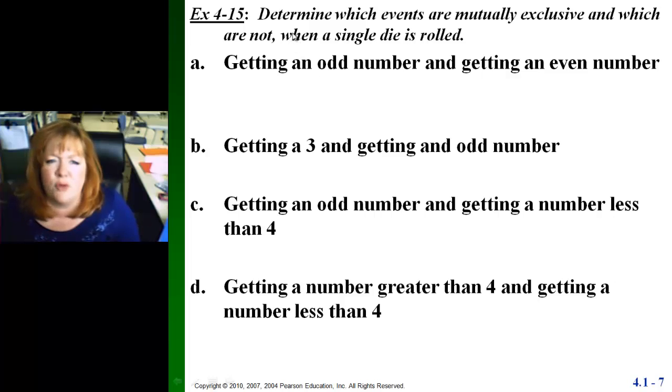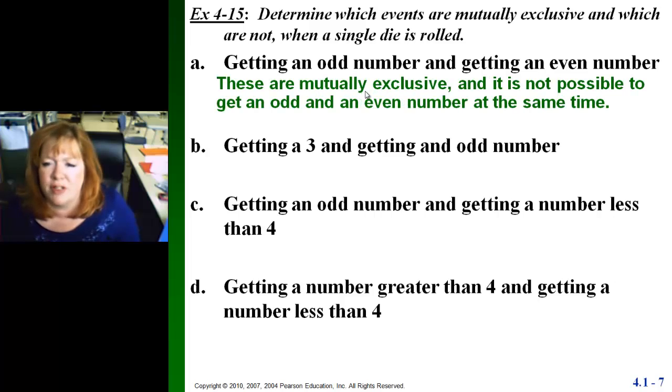Let's look at 4.15. Determine which events are mutually exclusive and which are not when a single die is rolled. Can they happen at the same time? If they can happen at the same time, they are not mutually exclusive. Getting an odd and an even number. This one is mutually exclusive. It is not possible to get an odd and even number at the same time. They actually found the probability of that, since it is not even possible to get those. It's 0. And the reason that's 0 is because you've got probability of odd and even.